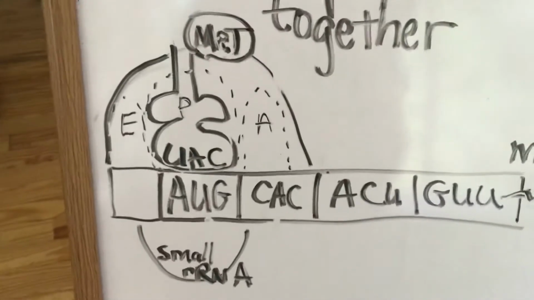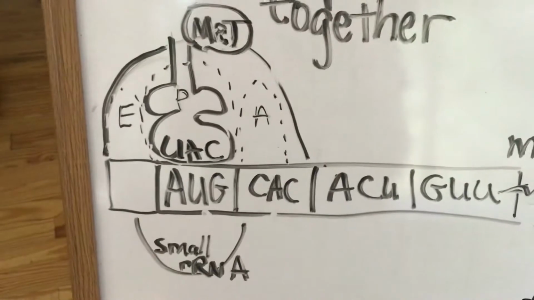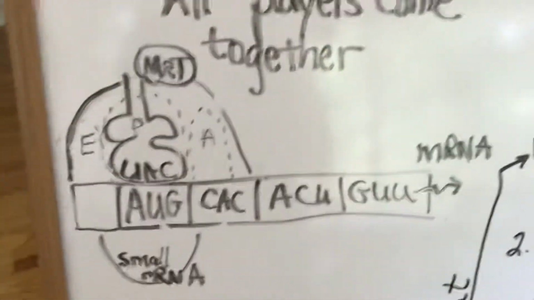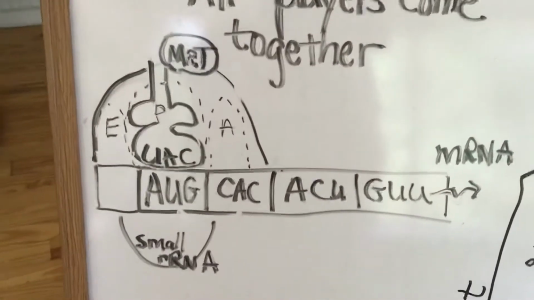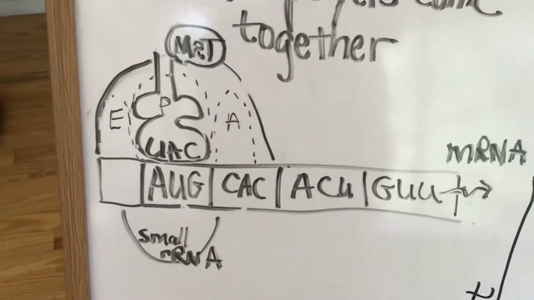So we have, basically, all the players. We have the three types of RNA: transfer RNA, ribosomal RNA, and messenger RNA. And they are all coming together in this one little bundle called the ribosome. And this, of course, is happening in the rough ER.